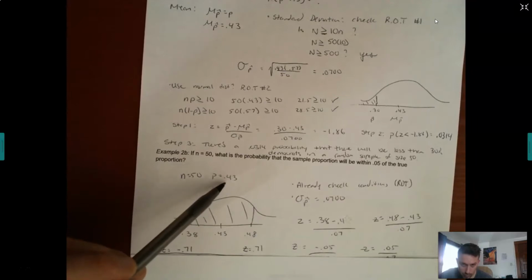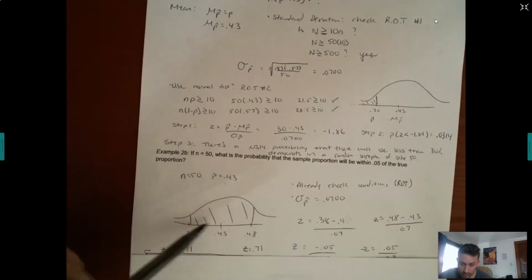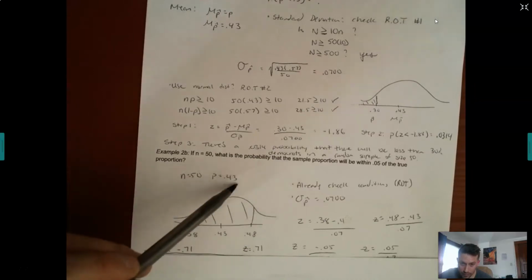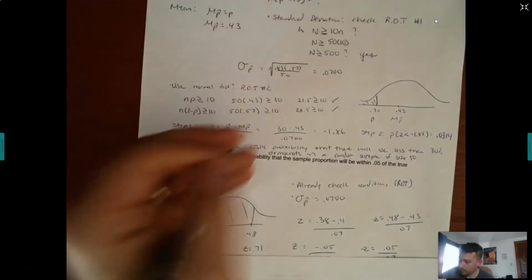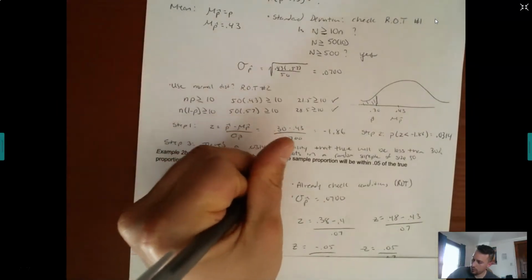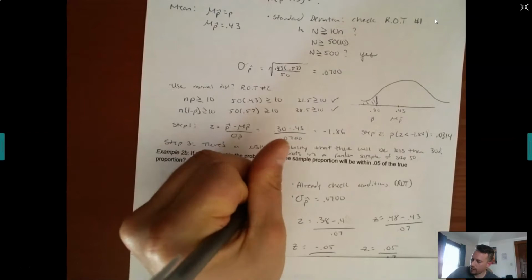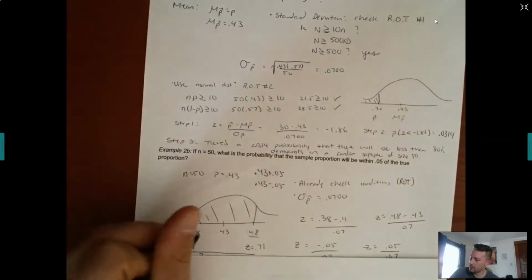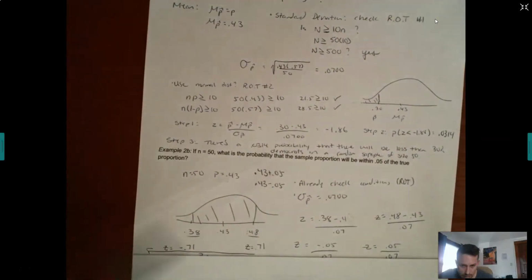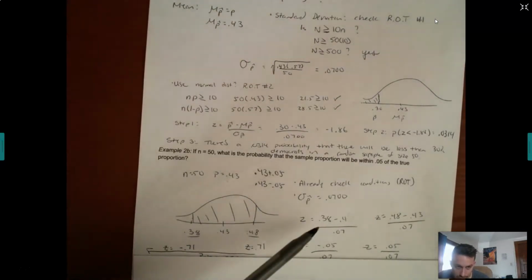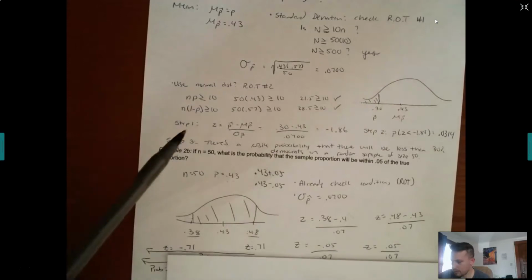This is the true proportion. So within 0.05 means greater than 0.38 and less than 0.48. So we just take 0.43 plus 0.05 and 0.43 minus 0.05, and that's how I got those two numbers. Right? So we're finding that the probability falls within those two numbers. So again, we're going to use our Z formula.